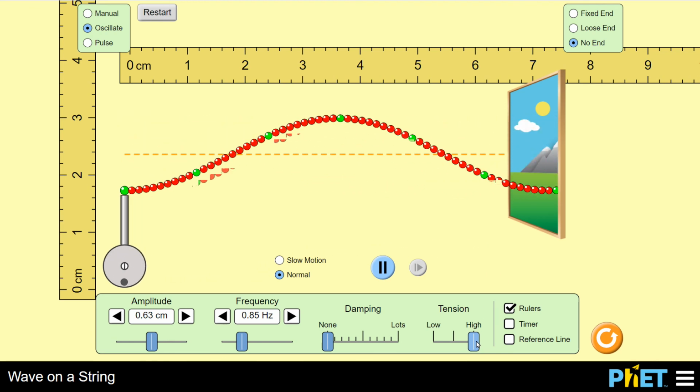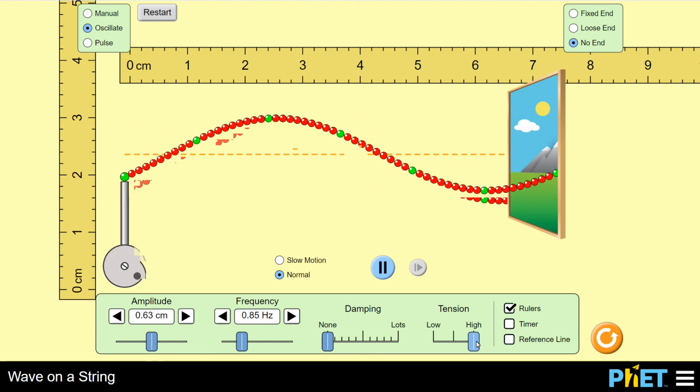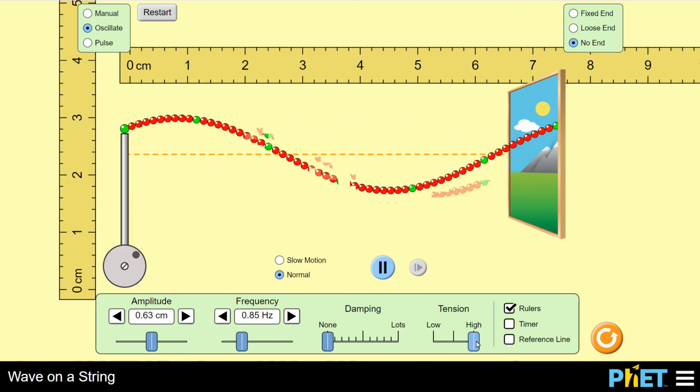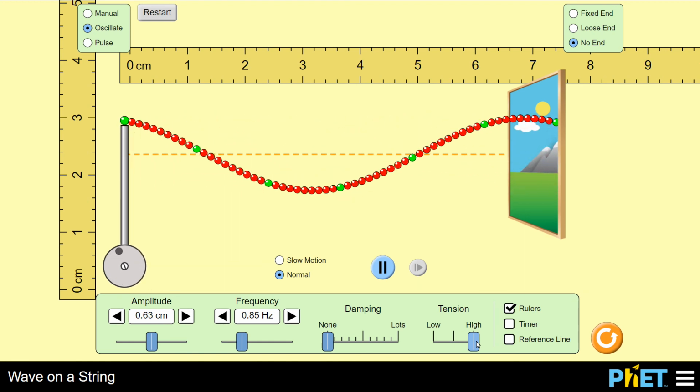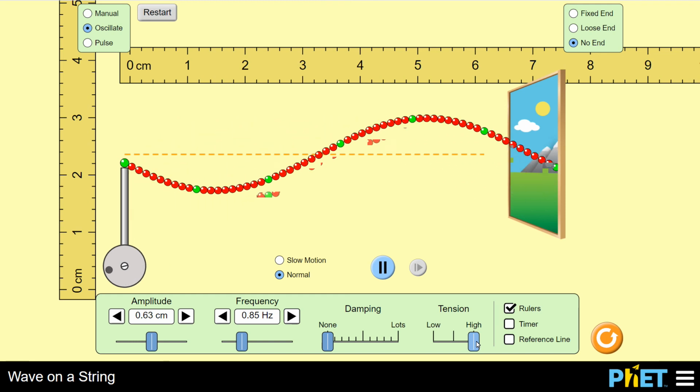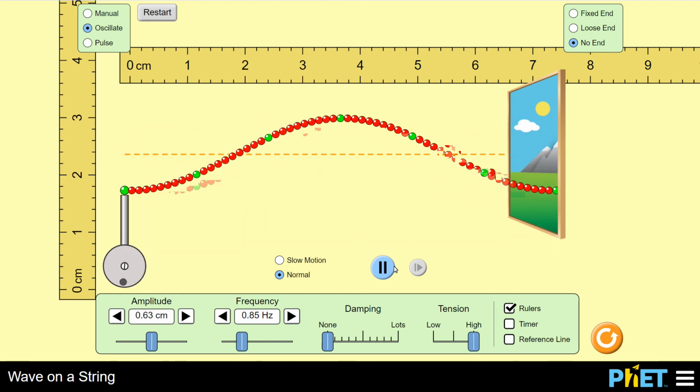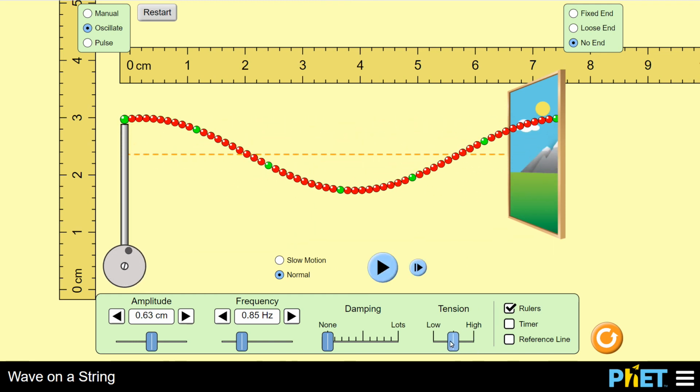And remember, back in one of our previous investigations, we found out that changing tension changes how fast the waves actually move through the material or medium, or the string in this case. And so choose either low, medium, or high, and then keep it at that tension for your whole data collection. Okay. Have fun collecting data.